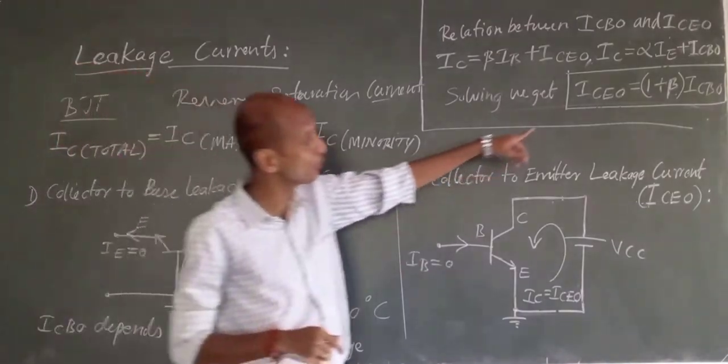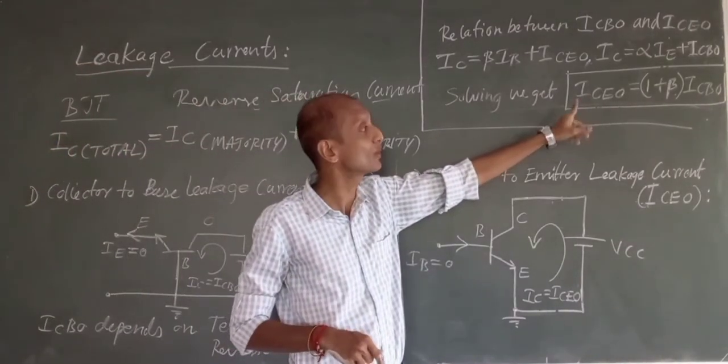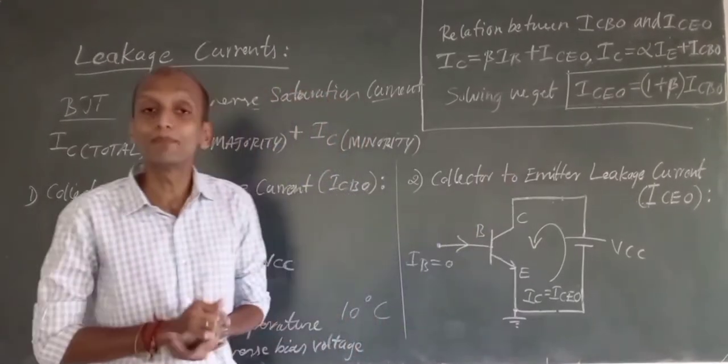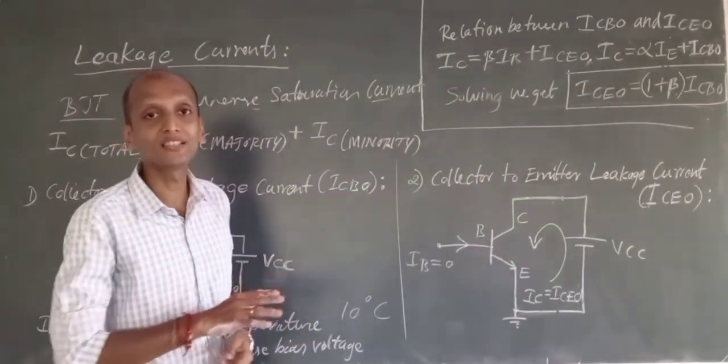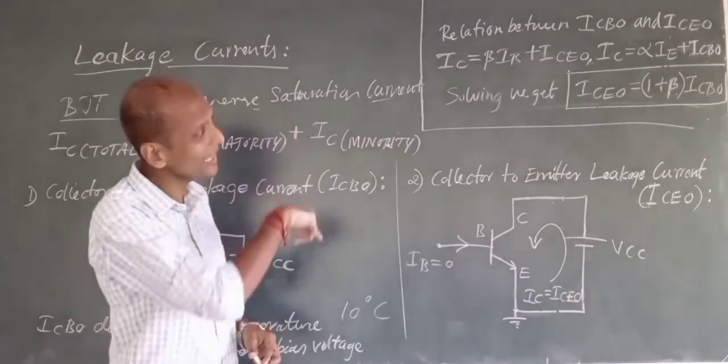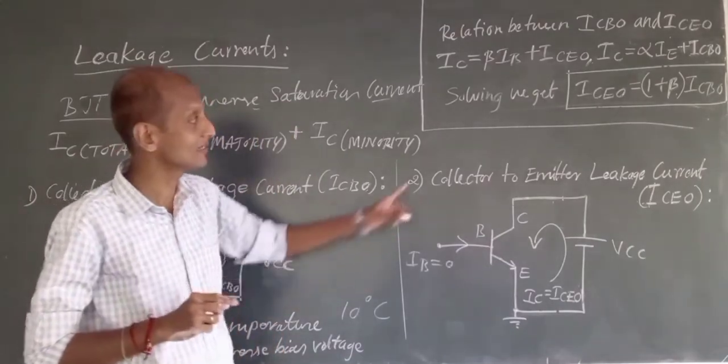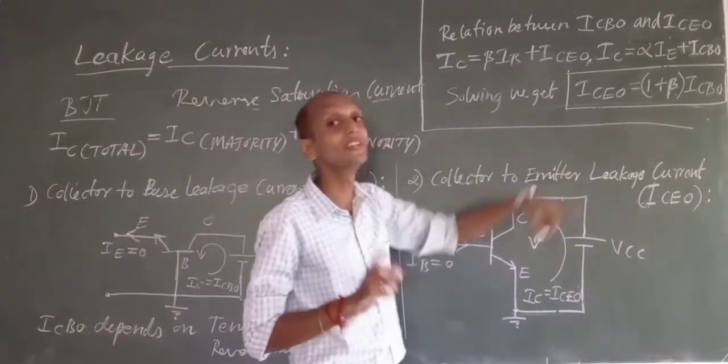So ICEO will be equal to (1 plus beta) into ICBO. This is the relationship between your ICEO and ICBO, and this is very important. You have to remember this carefully.